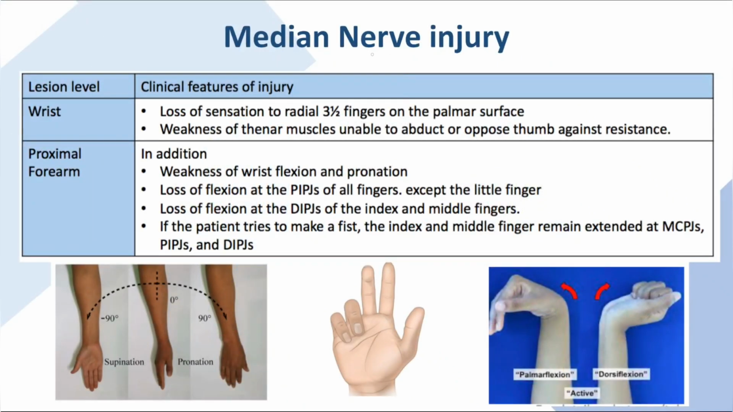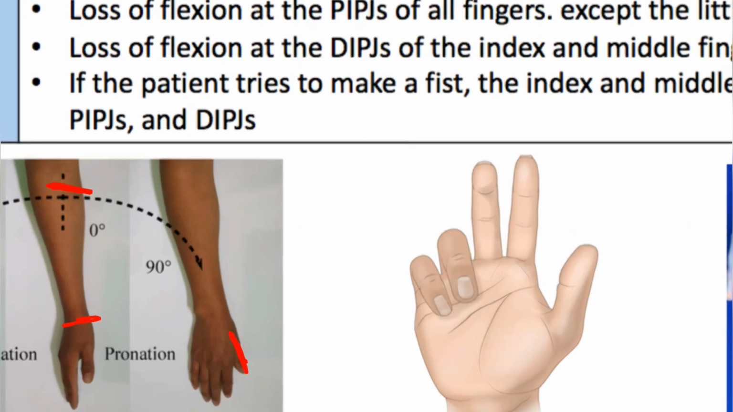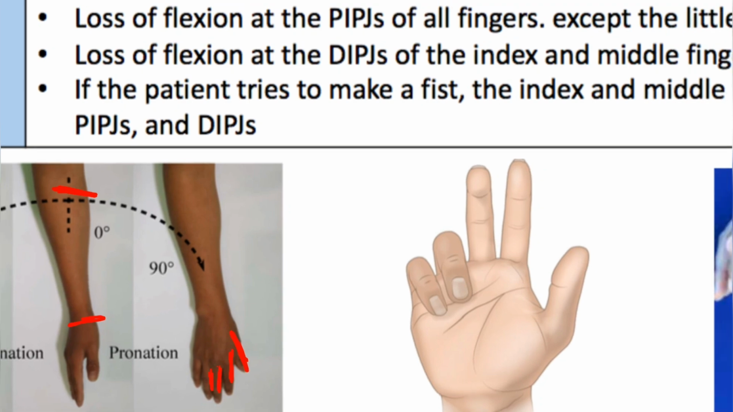So what if there is a median nerve injury? If there is a median nerve injury, there will be loss of sense. The level of the lesion might be at the wrist or at the proximal forearm. If it is at the wrist, there will be loss of sensation of the radial side of the hand. So there will be loss of sensation of the thumb, index and middle finger, and half of the ring finger.